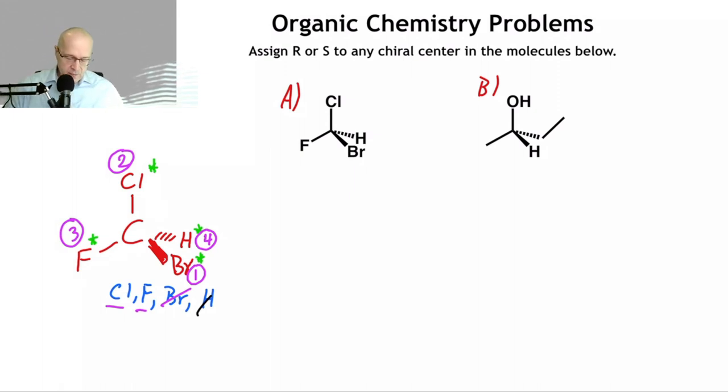Now, the next rule is a very, very important rule. The low priority group, number 4, must be facing away from you, must be in the back. Cahn Ingold and Prelog have said that when you're assigning R and S, priority group 4 must be facing away from you, the reader. If it's not, it's not correct. I'll show you how to handle it, but it's not correct. Here, luckily, the hydrogen is facing away from us, so we're in good shape.